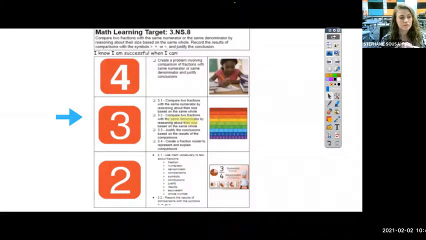And remember, again, we're talking about when the size of the whole is the same and the denominators are the same, which means that the unit fractions are all the same.